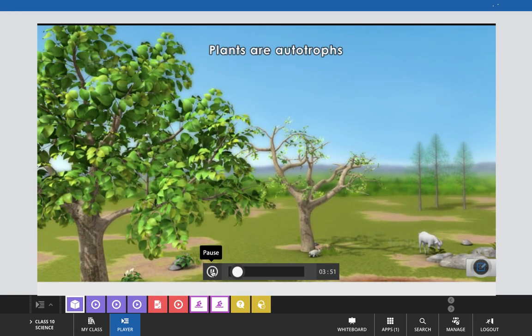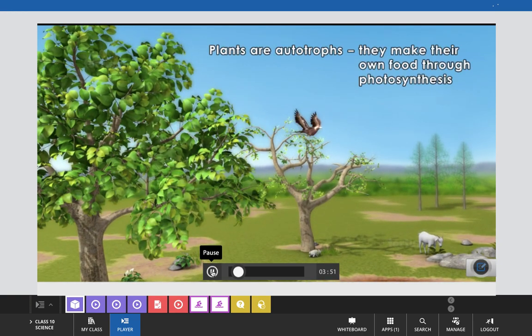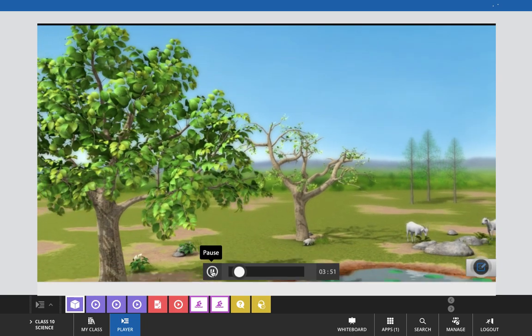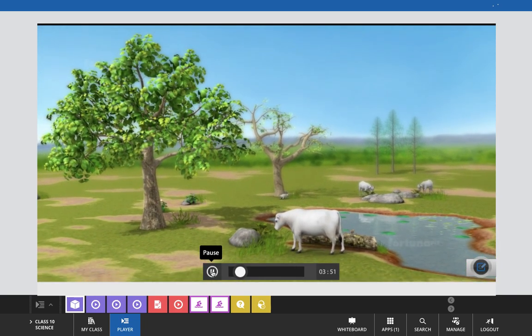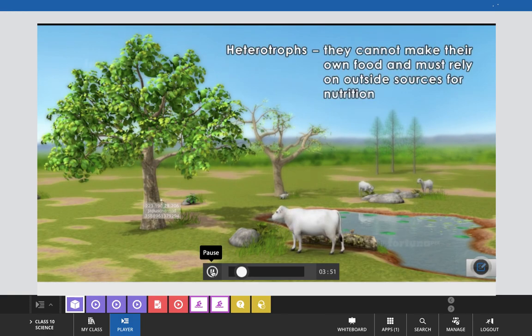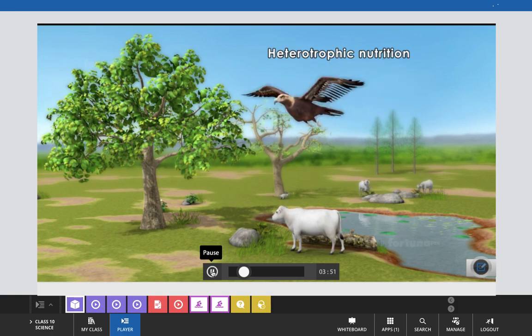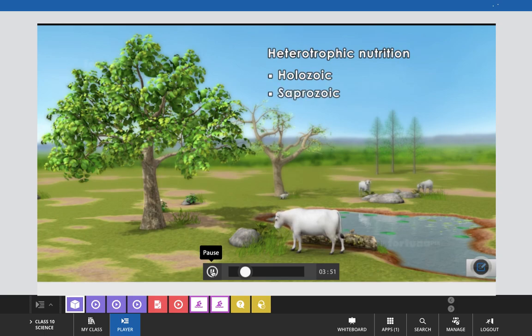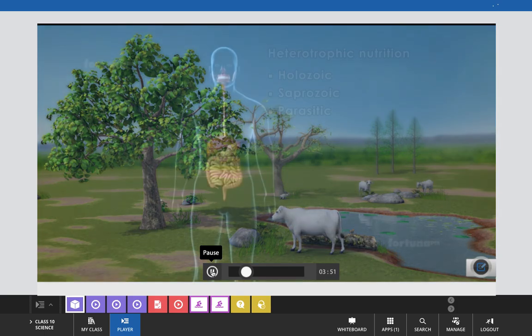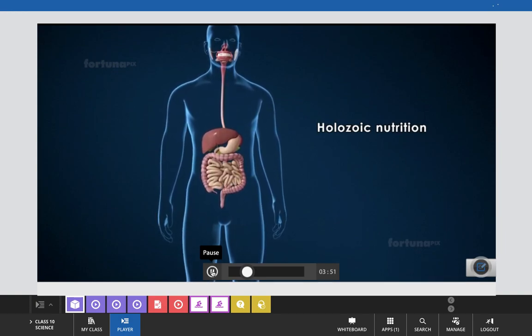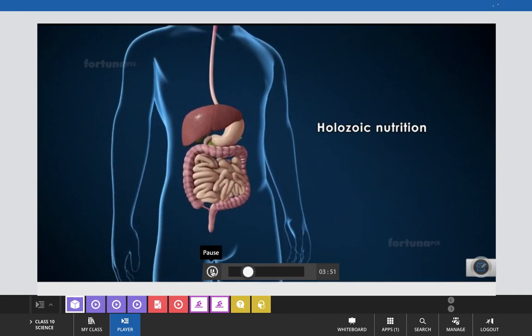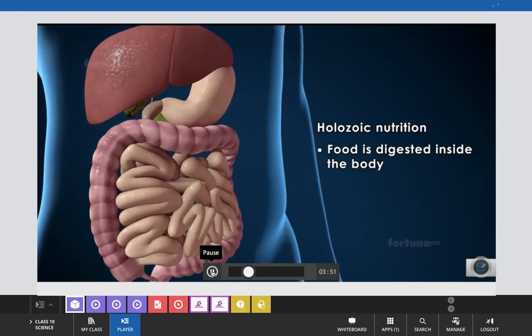Plants are autotrophs, meaning they make their own food through photosynthesis. Animals consume plants or other animals, and we refer to them as heterotrophs, meaning they cannot make their own food and must rely on outside sources for nutrition. Heterotrophic nutrition can be divided into three types: holozoic, saprozoic, and parasitic. Holozoic nutrition is the typical animal-like feeding during which food is digested inside the body.